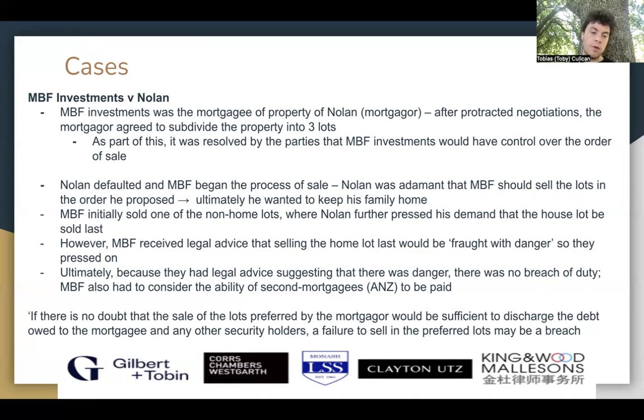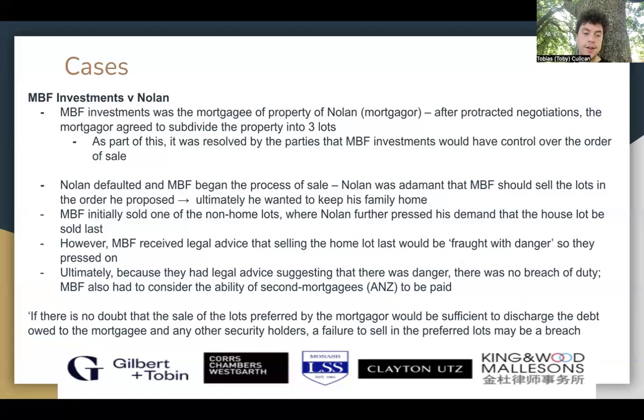MBF initially sold one of the non-home lots when Nolan further pressed his demand that the house lot be sold last. However, MBF received legal advice that selling the home lot last would be fraught with danger, so they pressed on. Ultimately, because they had legal advice suggesting there was danger in entertaining Nolan's ideas, there was no breach of duty. MBF also had to consider the ability of second mortgagees who had interest over the property. ANZ had a mortgage, I believe, to be paid.